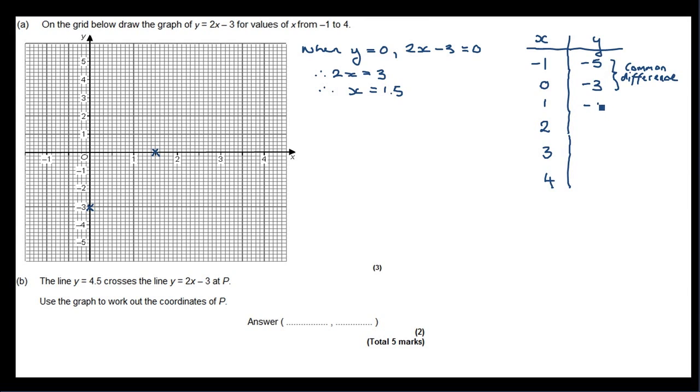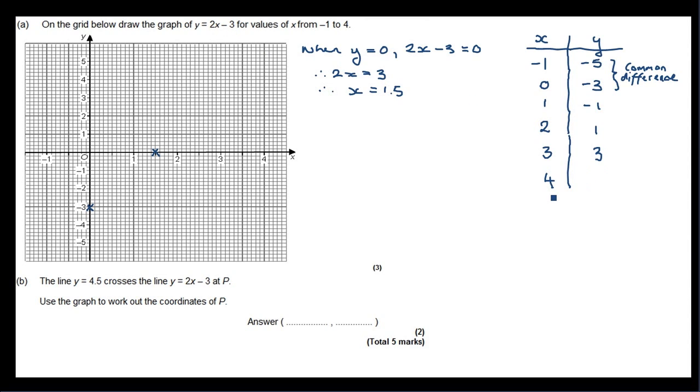So we're going to expect a common difference of 2. You add 2 each time when you're getting your y values, but let's see if that's true. So when we substitute 1 into the function, we get 2 times 1, that's 2, -3 is indeed -1. If we substitute 2 in, we're going to get 2 times 2, that's 4, -3 gives us 1. So again, common difference of 2.